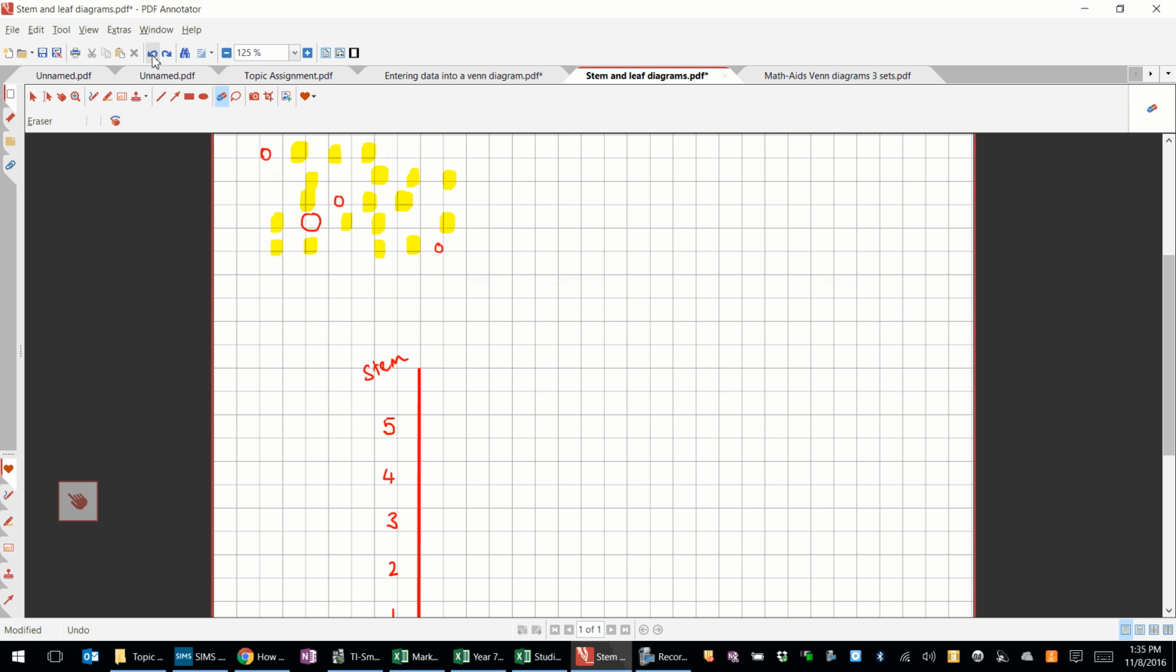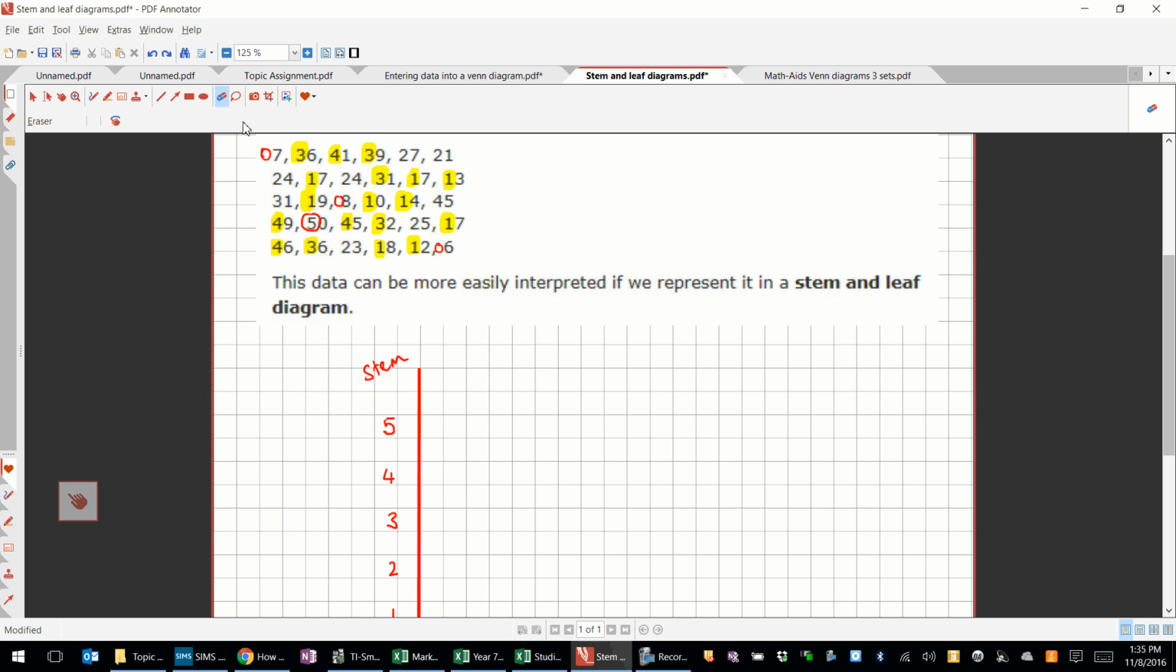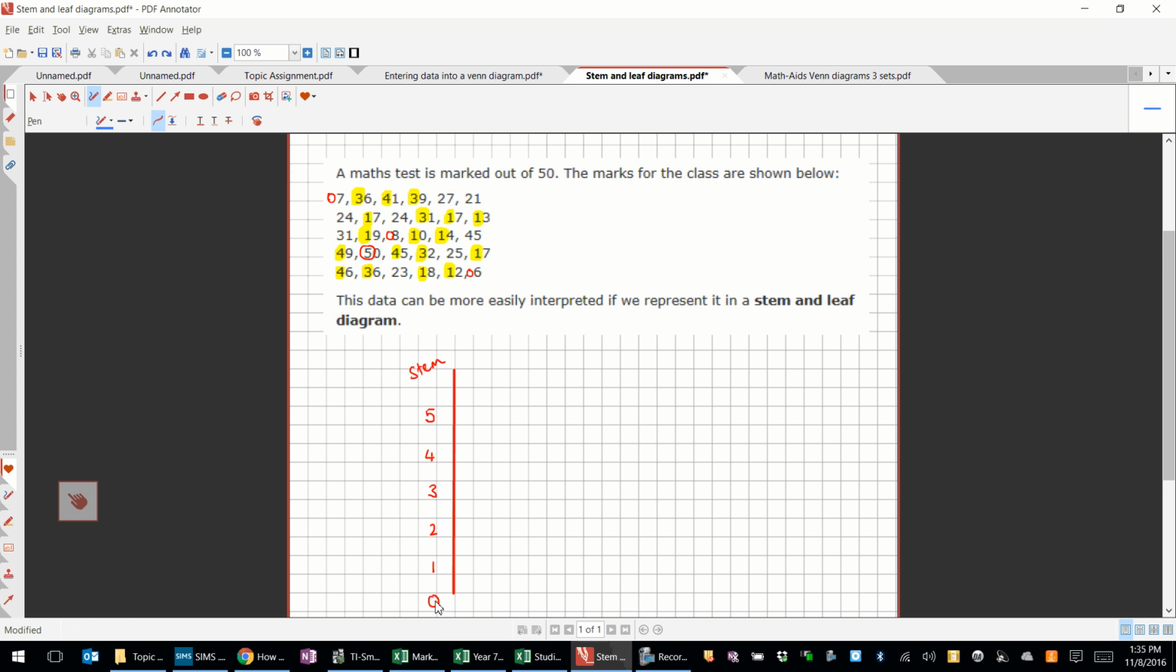Okay, I've made it a bit difficult. So I'm going to go through each one now. So 7 is 0 and 7. So I'm going to put next to the 0, I'm going to put a 7. So that one's done. Then next to the 3, I'm going to put a 6, but I'm going to make sure that I line them up. The first ones have to go. 41, so 4, 1. So can you see how it's 41, 36, 7, okay?